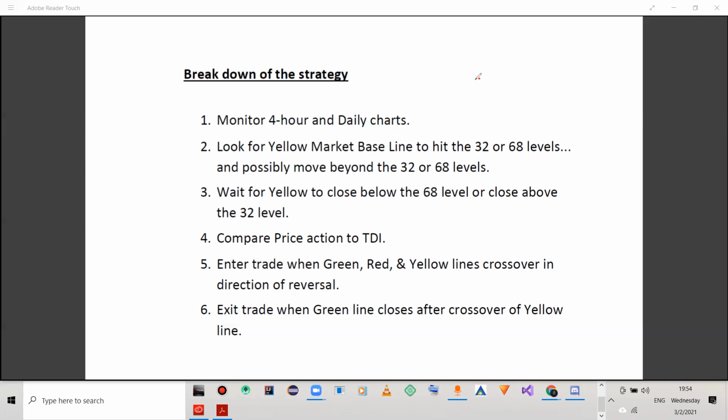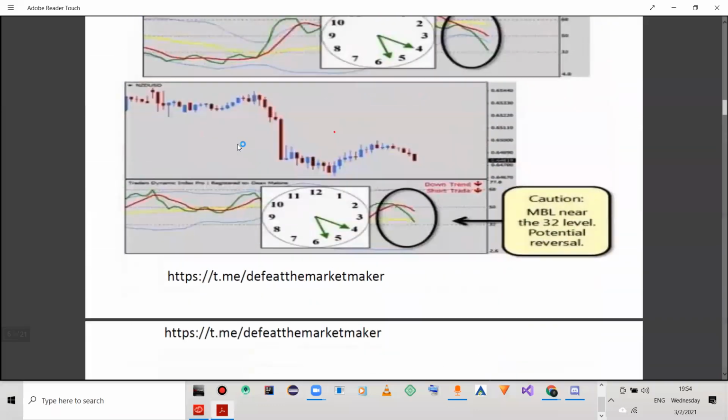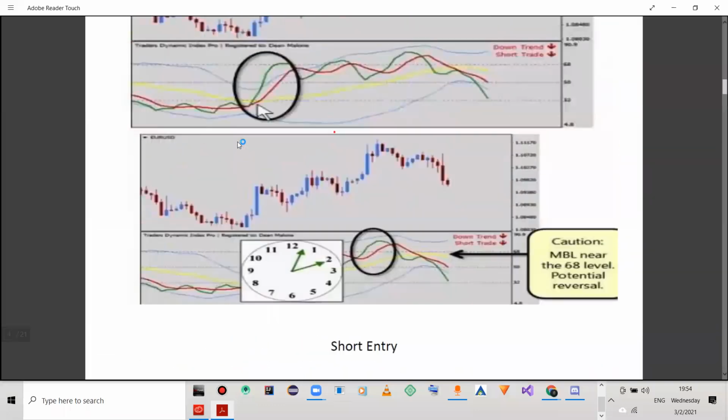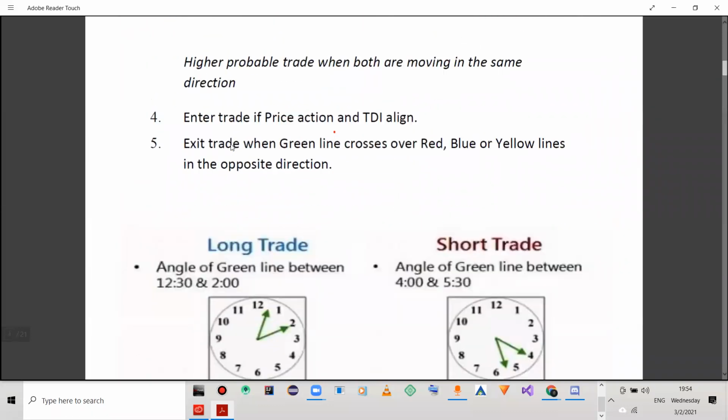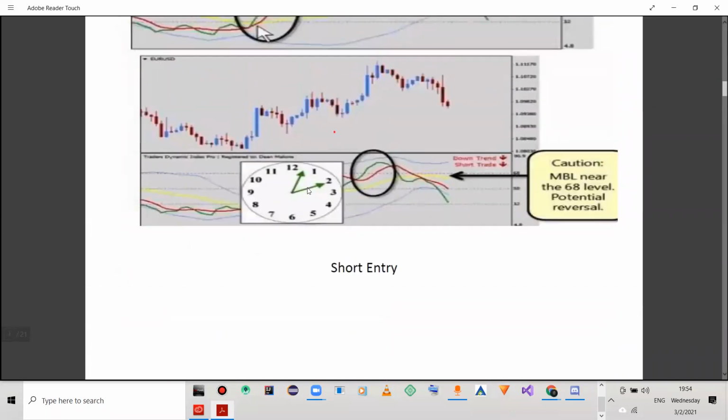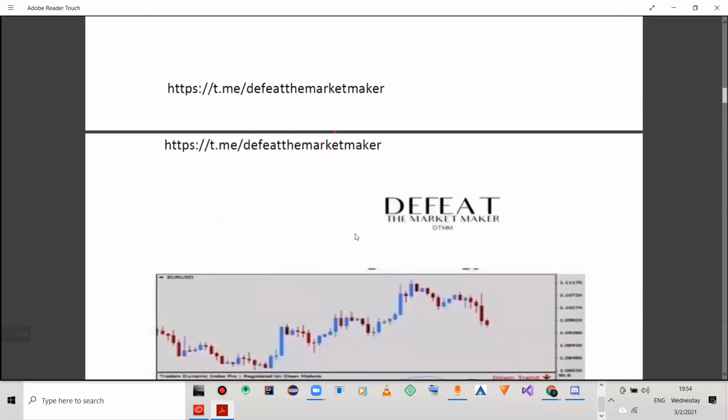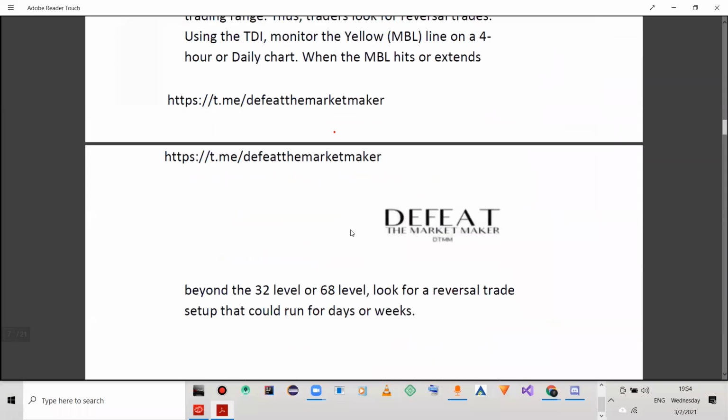The fifth one, enter the trade when the green, red, and yellow lines cross over in the direction of reversal. This is simply where you go back to the first strategy, the TDI signal, this one. This is where you come back now. This is why you need to watch this video, because you need this particular aspect for confirming and entering the trade.